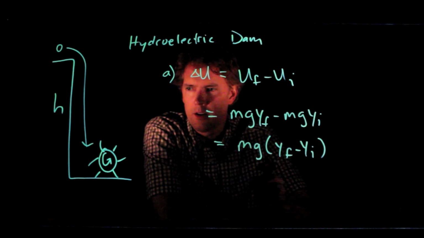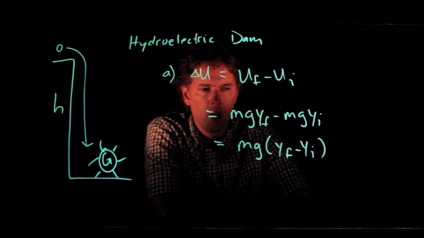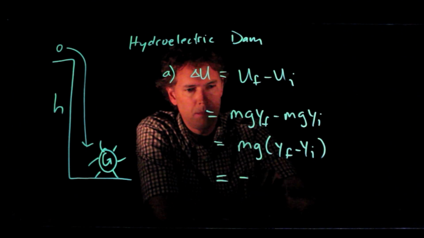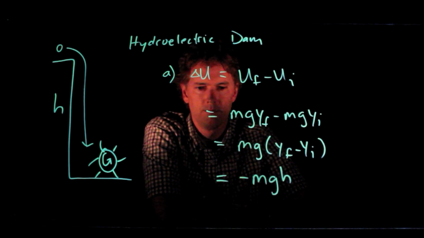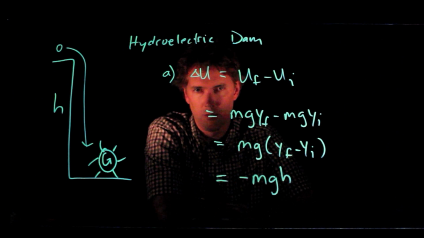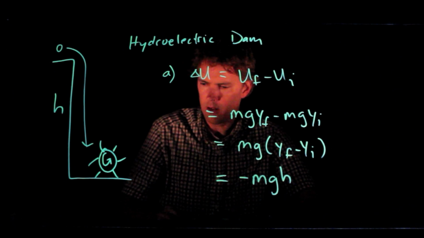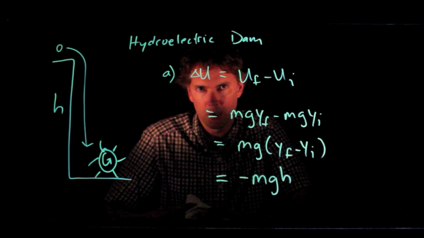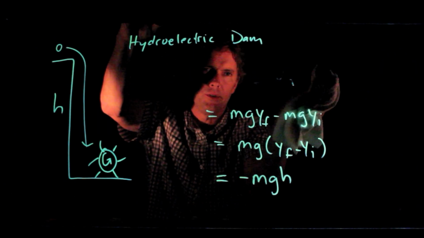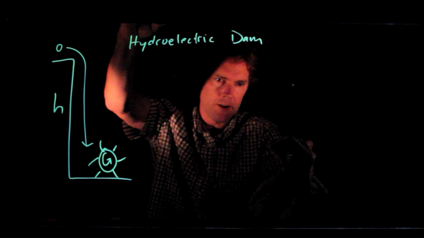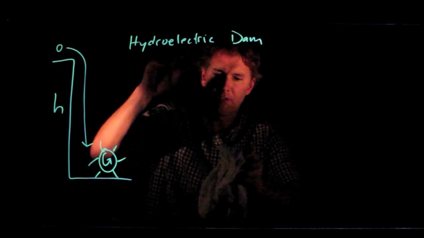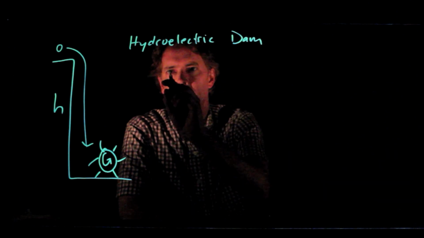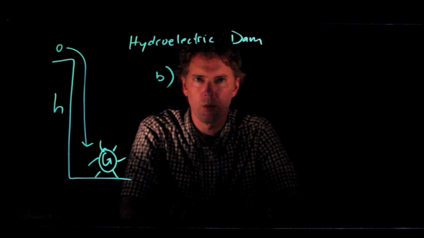And Y final is at the bottom, it's 0. Y initial is whatever they give us, and so it is minus mgh. Okay, that's the change in gravitational potential energy. Now, all of that water falling on the paddle wheel makes it turn, and you can make electricity that way. And so let's see if we can calculate how much water needs to fall to generate a certain amount of electricity. Okay, so to do that, we need to think about how much power we want to generate.